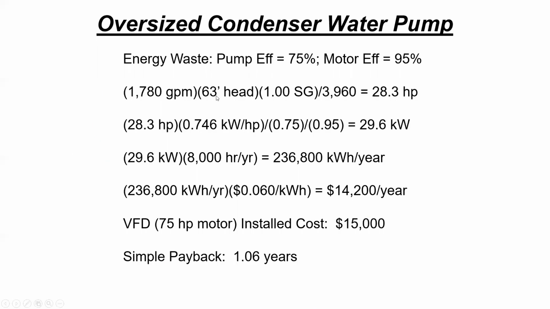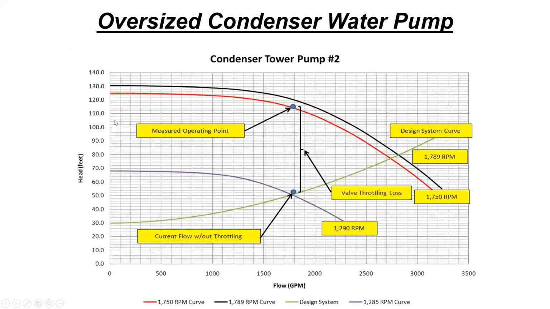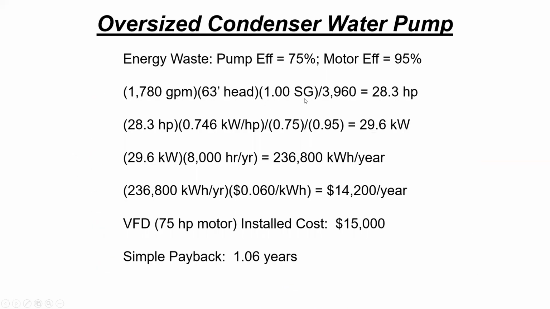For the 63 feet of saving head, from 100, let's say 15, all the way down to around 52, and with the specific gravity of water, you get 28.3 horsepower saving, which you can transfer to power in kW. With 8,000 hours of operation a year at 6 cents per kWh, we're talking about around $40,000 saving a year.